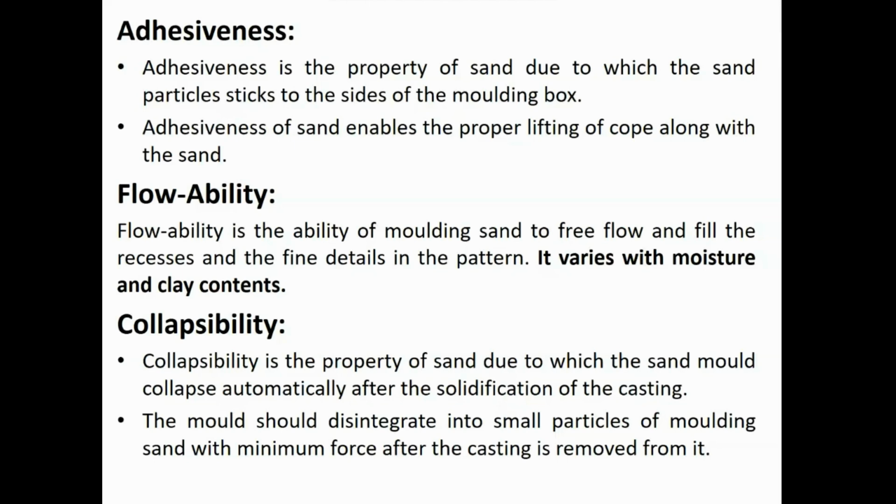Then we have the collapsibility. Collapsibility is the property of the sand due to which the sand mold collapses automatically after the solidification of the casting. After the solidification is completed, the sand mold should collapse automatically, so that it reduces the production time, and the mold should itself disintegrate into sand particles with minimum force applied. It means that you should not apply a large amount of force to remove the casting from the mold cavity. Automatically after the solidification, your mold should collapse. So this is the collapsibility.